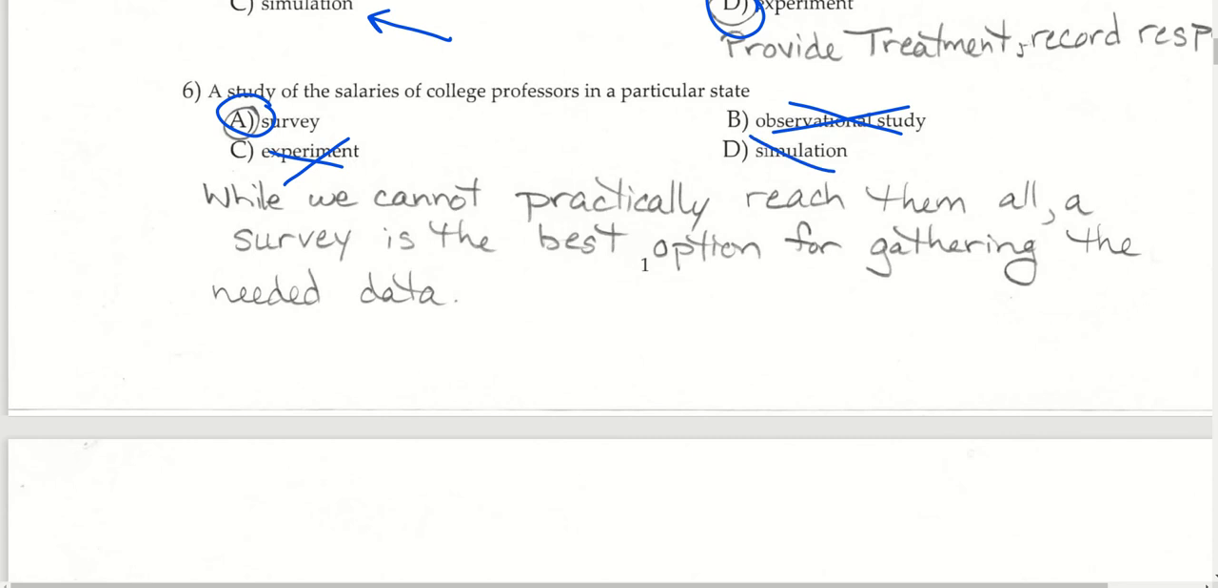It's not simulation because these are actually real salaries of individuals. But in order to collect and gather that data, you would have to ask or request that information be returned from the different college professors in that particular state. So this would be an example of a survey.